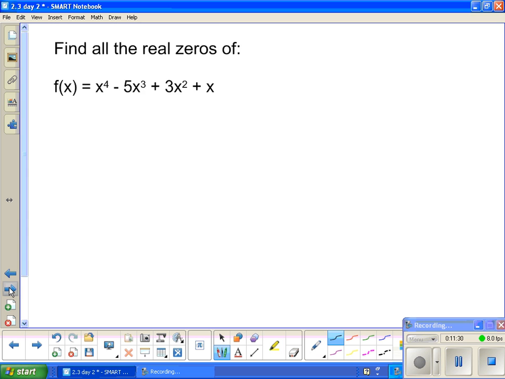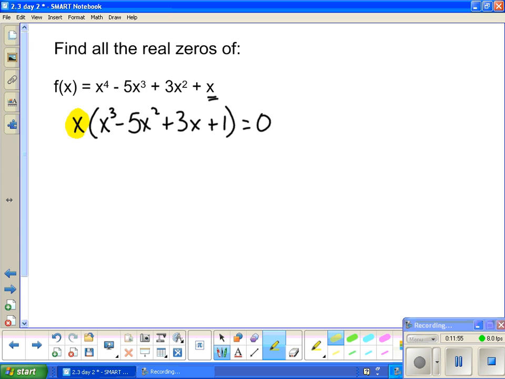Last one, find one more. Okay, in this case, we don't have a constant yet, but if I look, what does it all have in common? It all has a common x, so I'm going to factor that out first. So I know here, when x is outside here, x has to equal 0. So when I start my list of zeros, the first one I'm going to put down is 0.